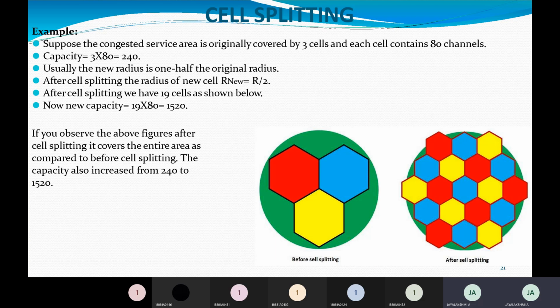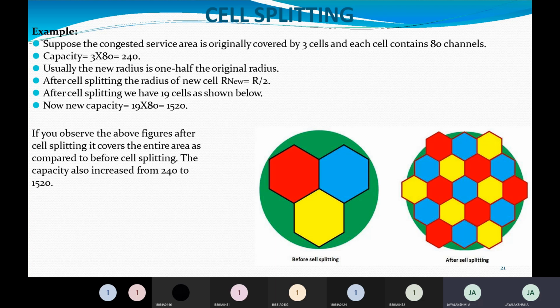But then come to the cell splitting technique. In the cell splitting technique, in the same cluster, the 3 cells are again divided into 19 cells. So what happened? The new radius of each cell after cell splitting is 1/2 of the original radius.